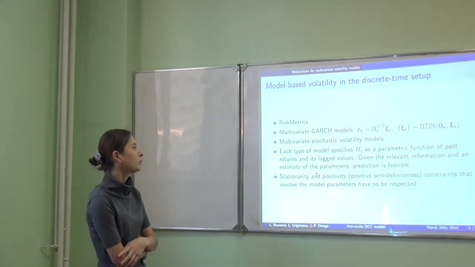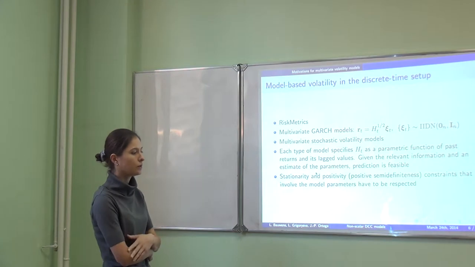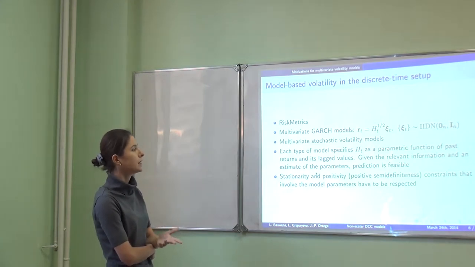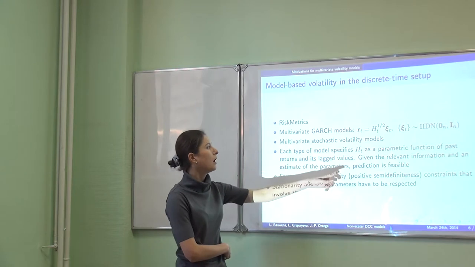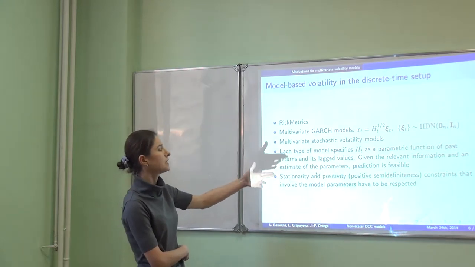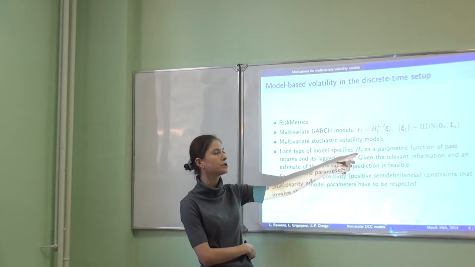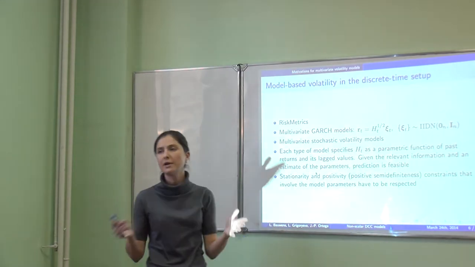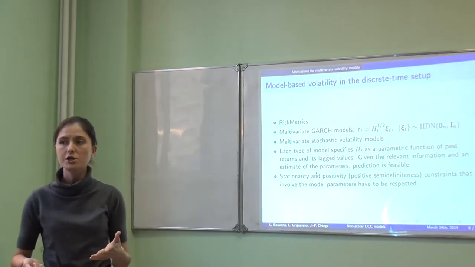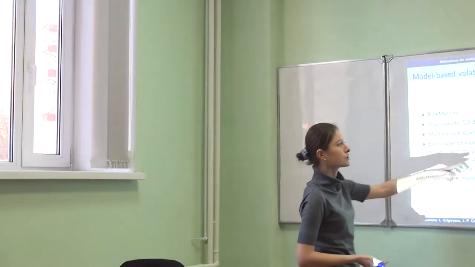And what is the main point about these models? Each type of these models always specifies H_t, our conditional covariance matrix, as some parametric function of the past observations and also the lagged values of H_t. And given the relevant information and the estimate of the parameters that are incorporated in this model, we can suggest that prediction is feasible.